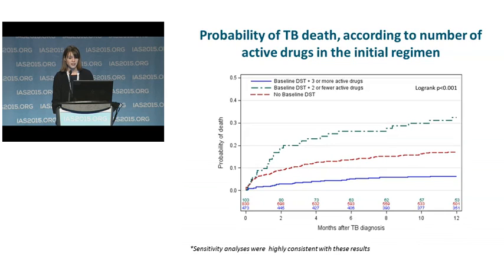And this plot shows the cumulative probability of TB death according to the number of active drugs in the initial regimen. Individuals receiving 2 or fewer active drugs, shown in the green line, were much more likely to die from TB compared to individuals receiving 3 or more active drugs, the cumulative probability of death being 34%. Individuals who did not have any baseline DST data were also more likely to die, at 17% by 12 months, and this compares to 6% for those who received 3 or more active drugs. And these findings were very similar in all the sensitivity analyses we did.